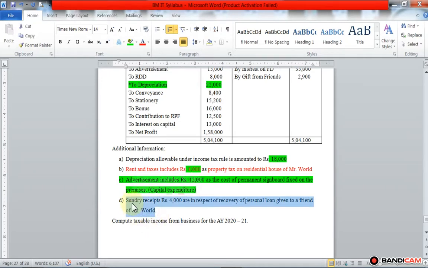Then sundry receipt: rupees 4,000 in respect of recovery of a personal loan given to a friend of Mr. World. So Mr. World gave a loan to his friend and recovered rupees 4,000, and that 4,000 is included in the sundry receipts of the business, but it is not income of the business. So the 4,000 is deducted from the net profit, because it is not business income. Okay, so we have read all the adjustments.